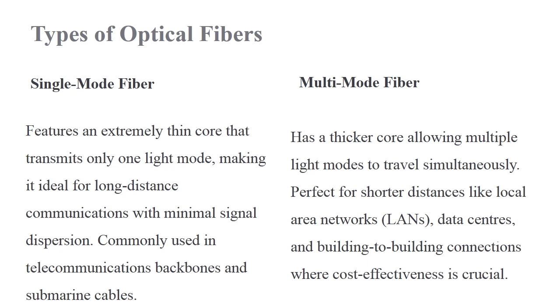The signals can be transmitted through these kinds of optical fiber, and as the name mentions, this is multi-mode fiber. The light travels in both directions, so a thicker core can allow multiple light modes, multiple signal transfers from one point to another. But it has its own disadvantage. It is only preferred for short distances like LANs, data centers and building to building connections. So cost effectiveness is extremely crucial for this particular type of optical fiber.